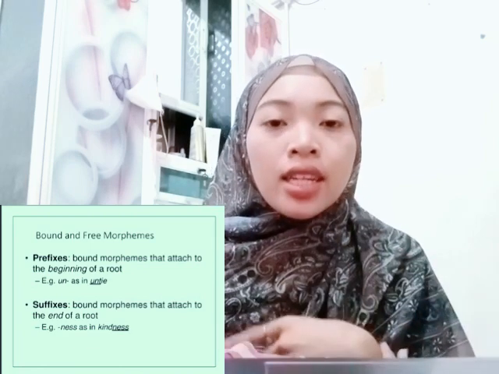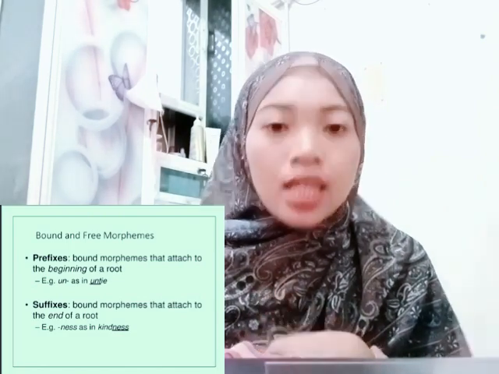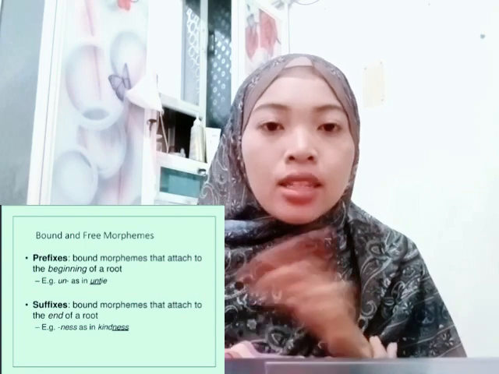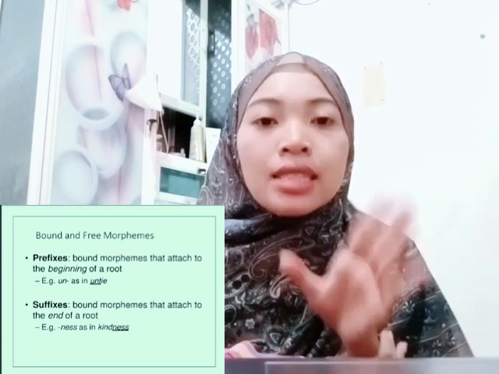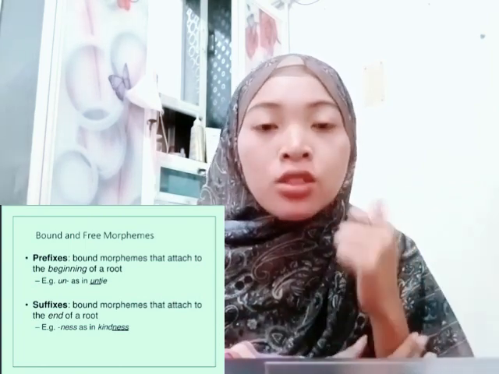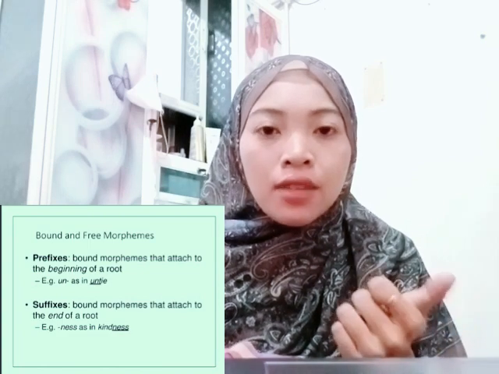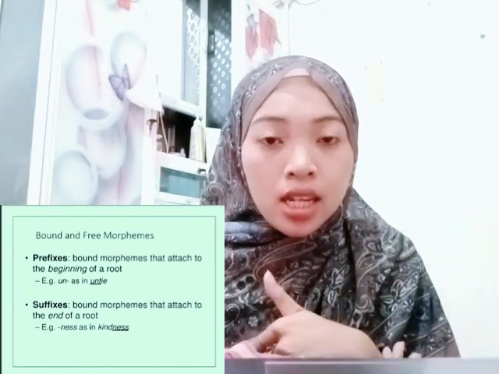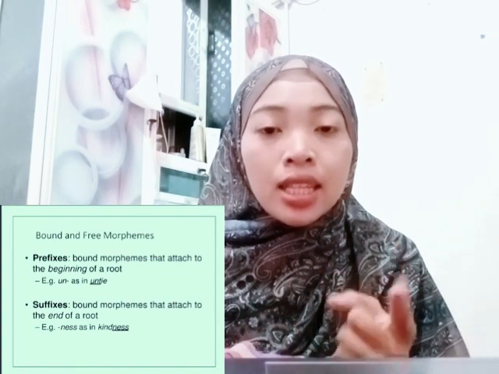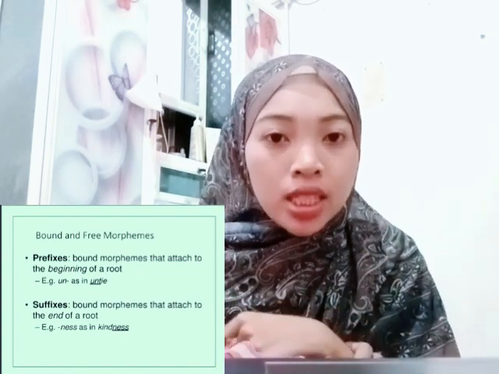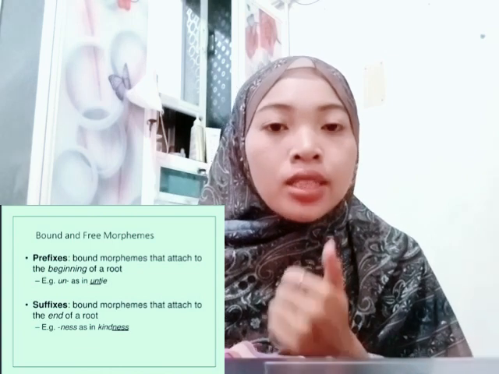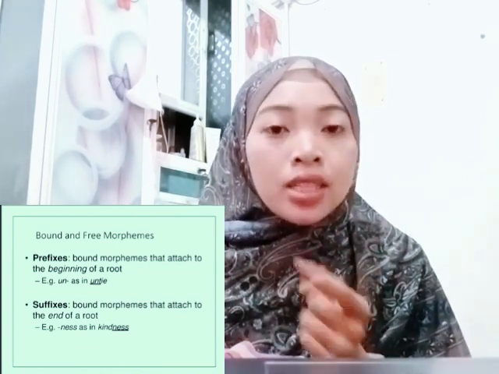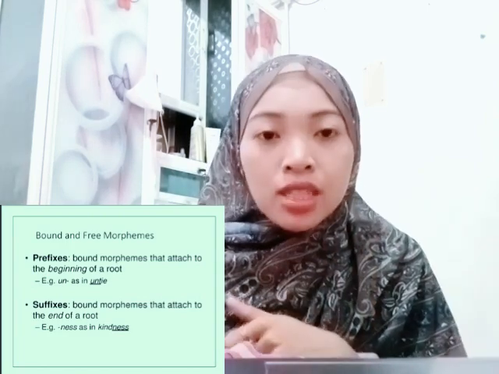And next we talk about affixes. An affix is a bound morpheme that is added to a word to change its meaning or form new words. There are several types of affixes. The most common are prefix and suffix. A prefix is an affix at the beginning of a word. For example, un plus happy becomes unhappy, which means not happy. Re plus do becomes redo, which means do again.